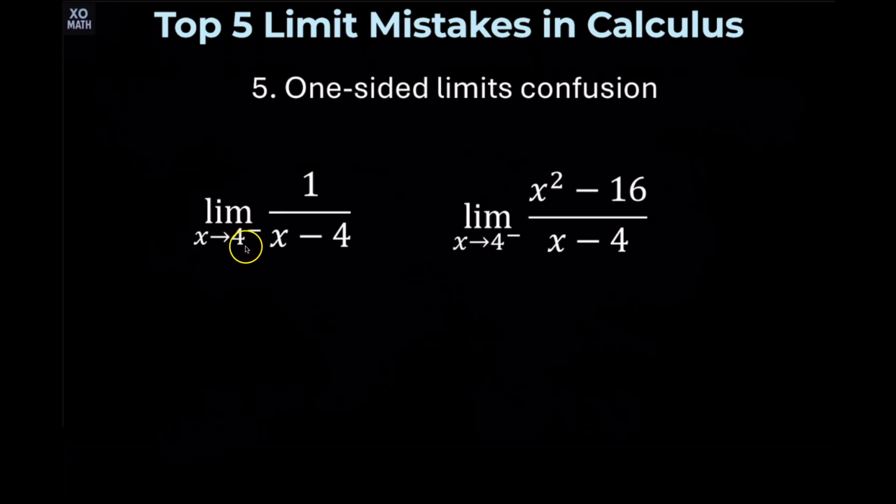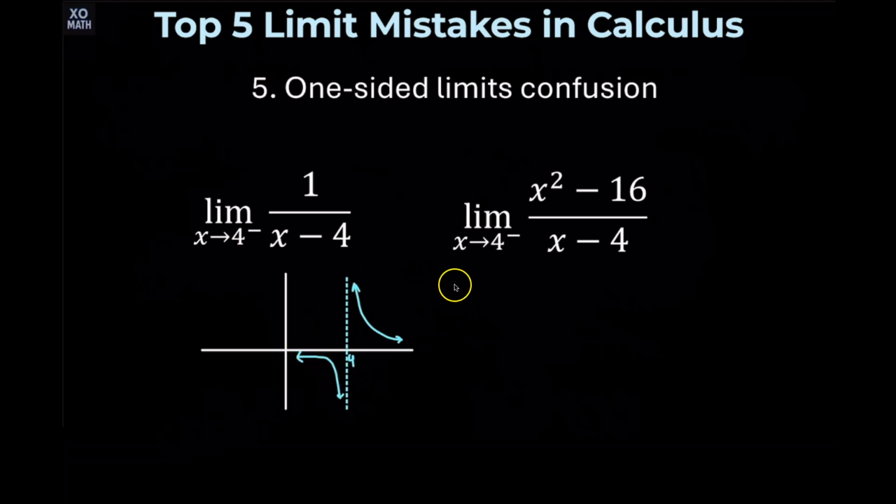Well, that wouldn't be a terrible idea for this one, but that's because when you do direct substitution, you get 1 over 0, so there is a vertical asymptote there, and we are looking for whether the answer is positive infinity or negative infinity. We're looking for the behavior on the left side of 4 near the asymptote. But that's not the case for the second example.